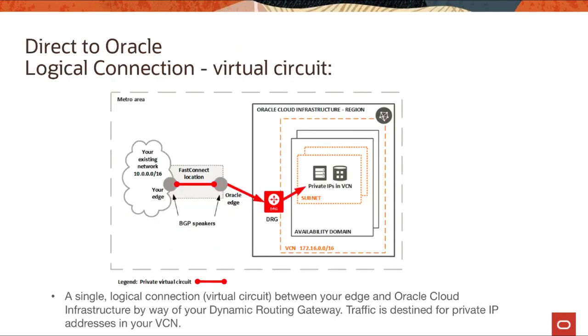Once the physical connection is set up, the next step is to create a logical connection, that's the virtual circuit. When you create the virtual circuit, the BGP connection is between the Oracle edge in the FastConnect location and the customer's edge router within the same FastConnect location as well, because we are currently discussing the co-located model. The traffic passes through your dynamic routing gateway to your private IPs in your virtual cloud network. The connectivity is established between your on-premise network over the FastConnect dedicated connectivity path via the DRG to your VCN.